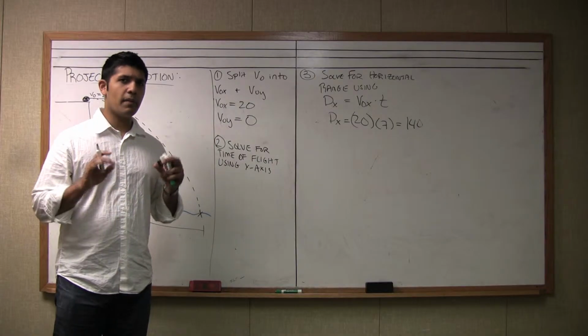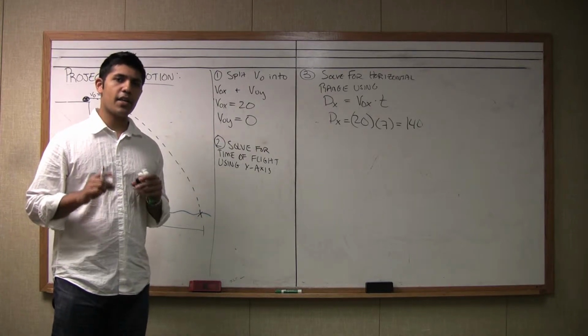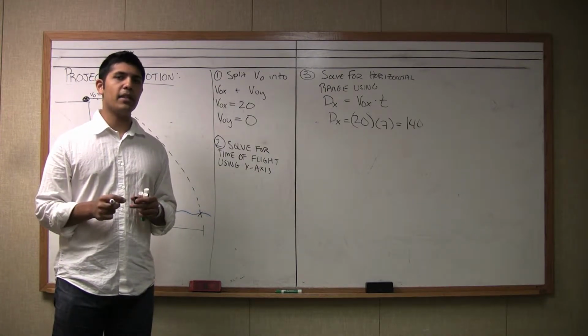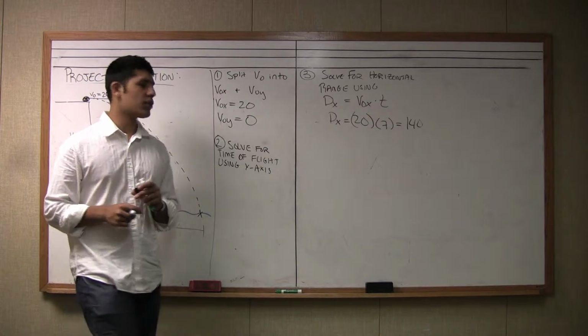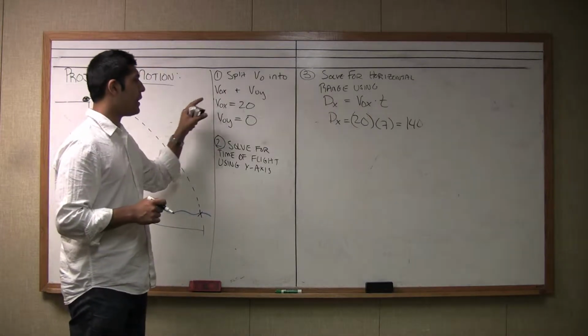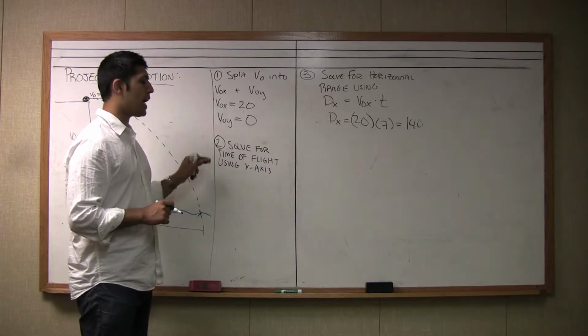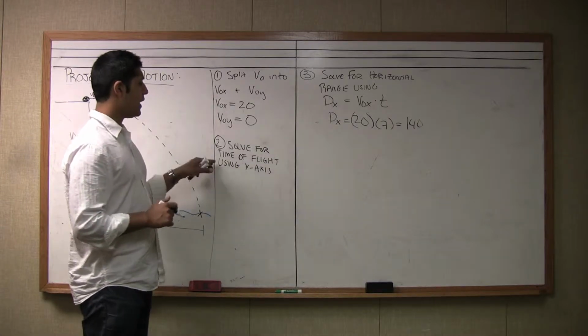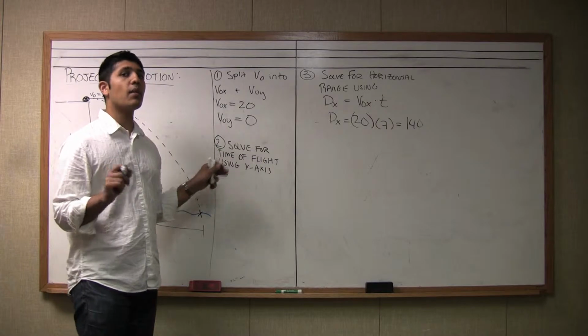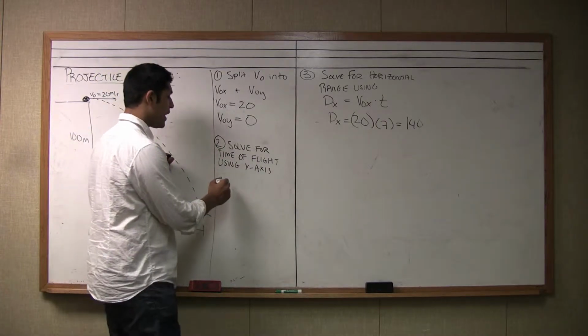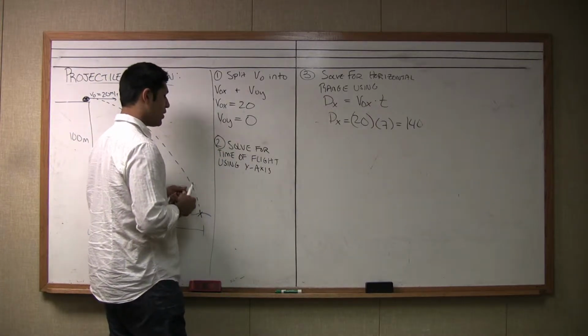Okay? And remember, physics comes down to understanding your fundamentals well. If you have strong fundamentals, you can typically solve any difficult question. Alright, so now that we have our x component and our y component, let's go ahead and solve for the time of flight. Okay? Again, the time of flight is best solved by using the y-axis. So I'm going to say time is equal to question mark.